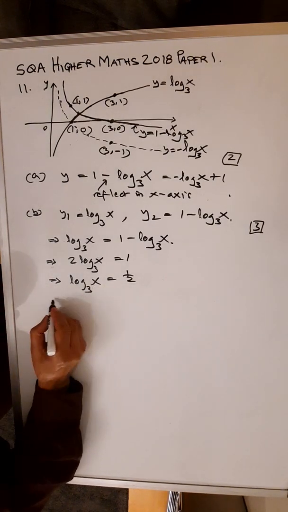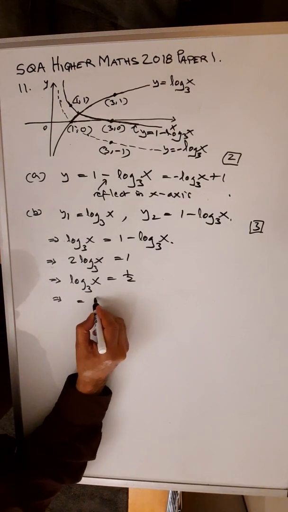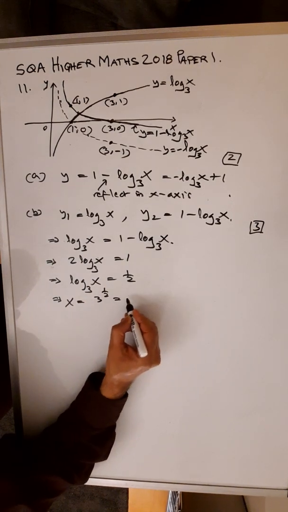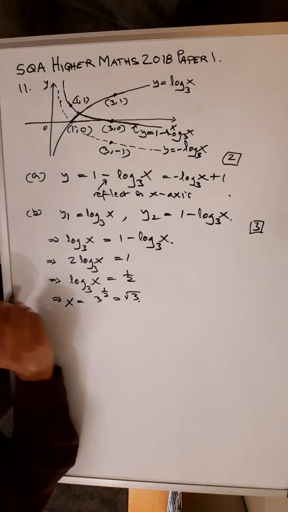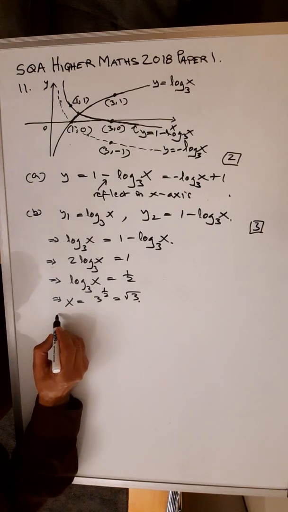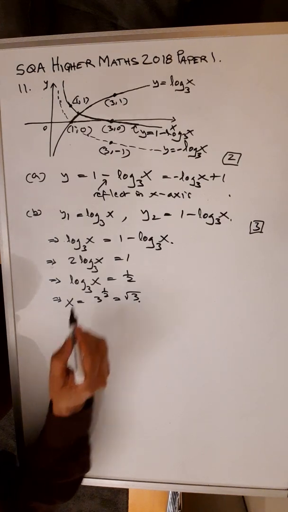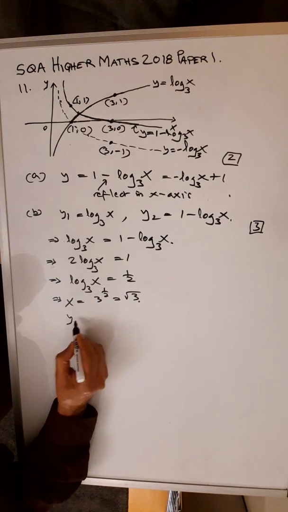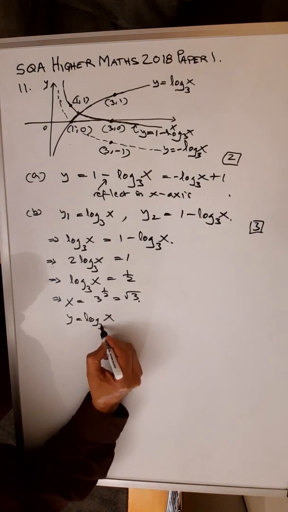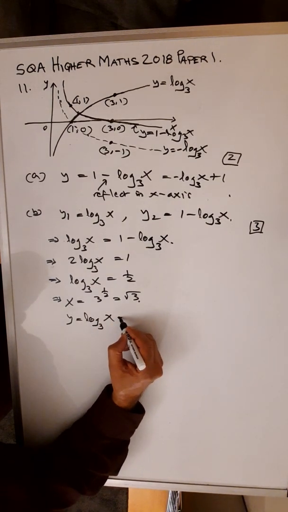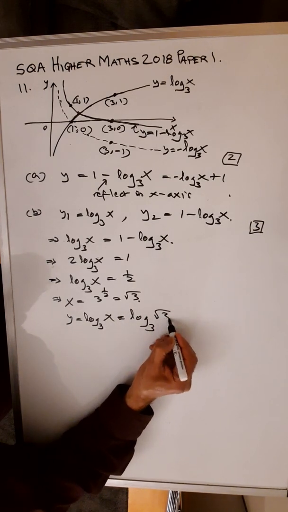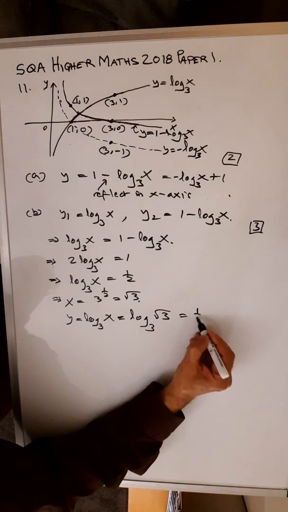And that means that x is equal to 3 raised to the power of a half, which is the square root of 3. So the x-coordinate is the square root of 3. If you wanted the y-coordinate, you can use the first equation. y is equal to log to the base 3 of x, which is log to the base 3 of the square root of 3, and that is a half.